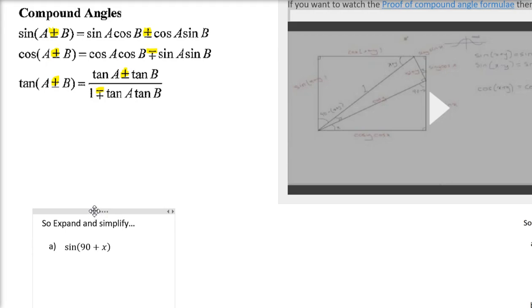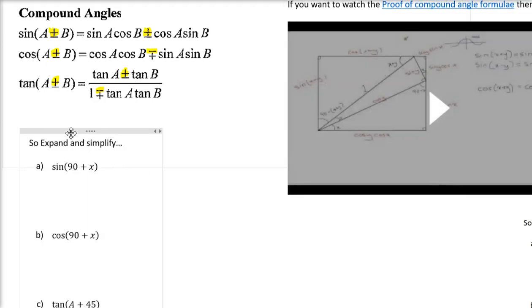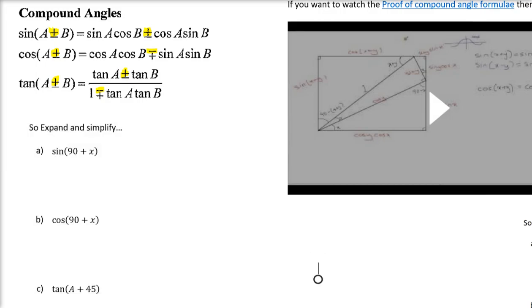Okay, so if I go through here and follow the formula, so sine A plus B, so that's 90 plus x. So in other words, that's A and that's B, so therefore I'm going to have the sine of 90 cos of x plus the cos of 90 sine of x. Hopefully that makes sense. But obviously sine of 90 is a particular number.